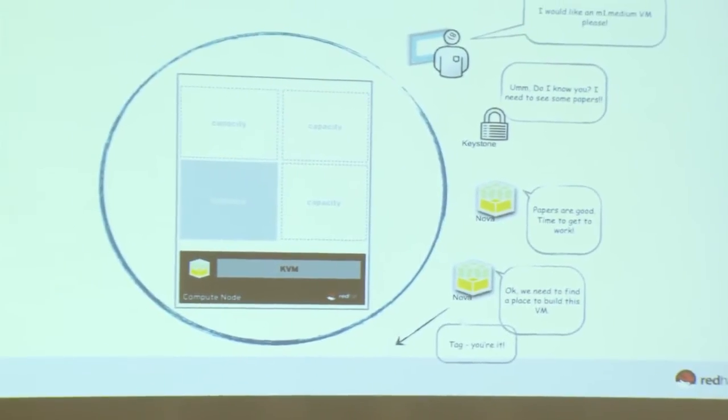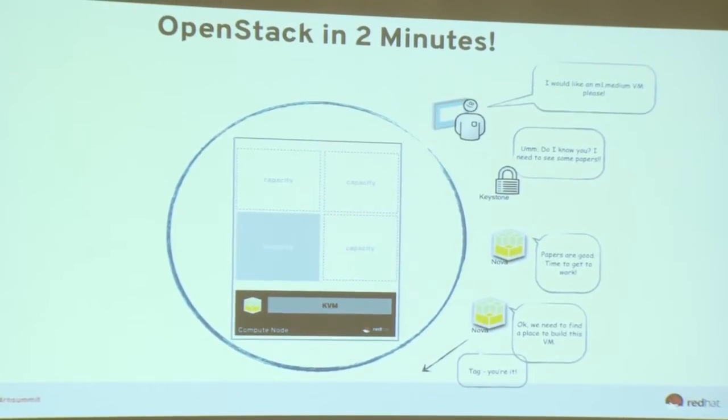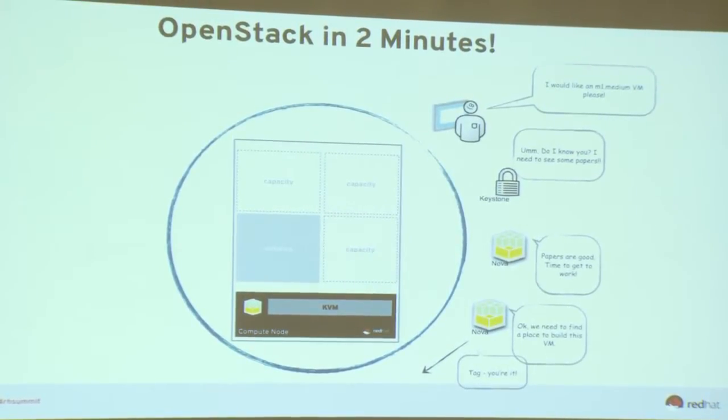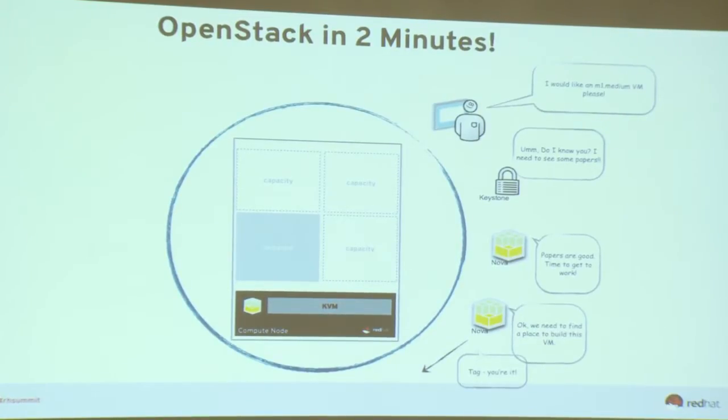And now Nova, since you requested a virtual machine, gets involved and says, hey, papers are good, I got the request, let's get to work. Okay, so Nova then says, hey, I need to find a compute node to put this virtual machine on. So there's some scheduling that happens in that process. He finds a node that's fairly empty based on some filter scheduler rules and says, hey, you're going to be the compute node that I'm going to render this virtual machine on.